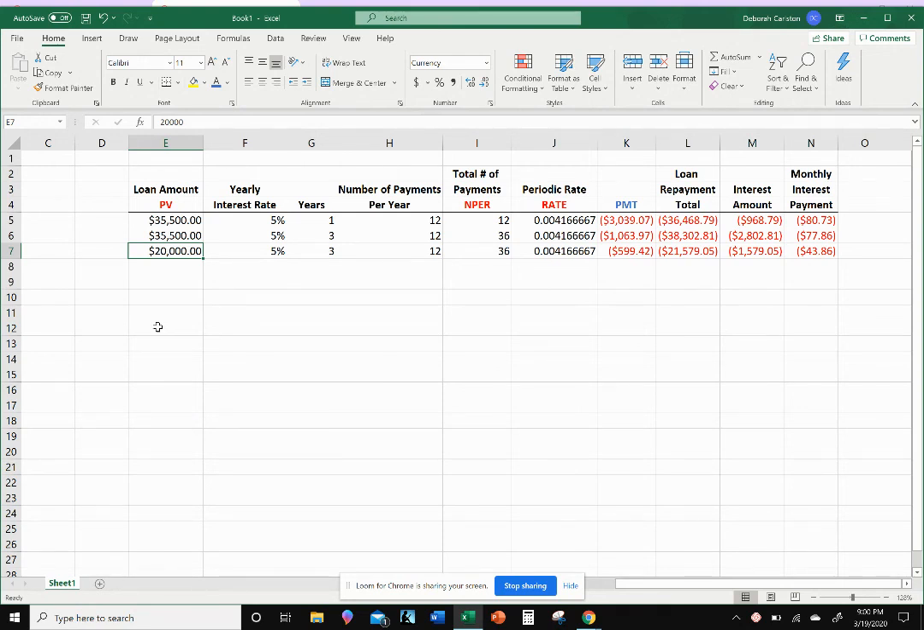But I like setting it this way because for any loan you look at in the future, you can change different things. You can change the interest rate, you can change the years, you can change the principal amount and get an idea of how that would affect you in the future. I hope this was helpful.